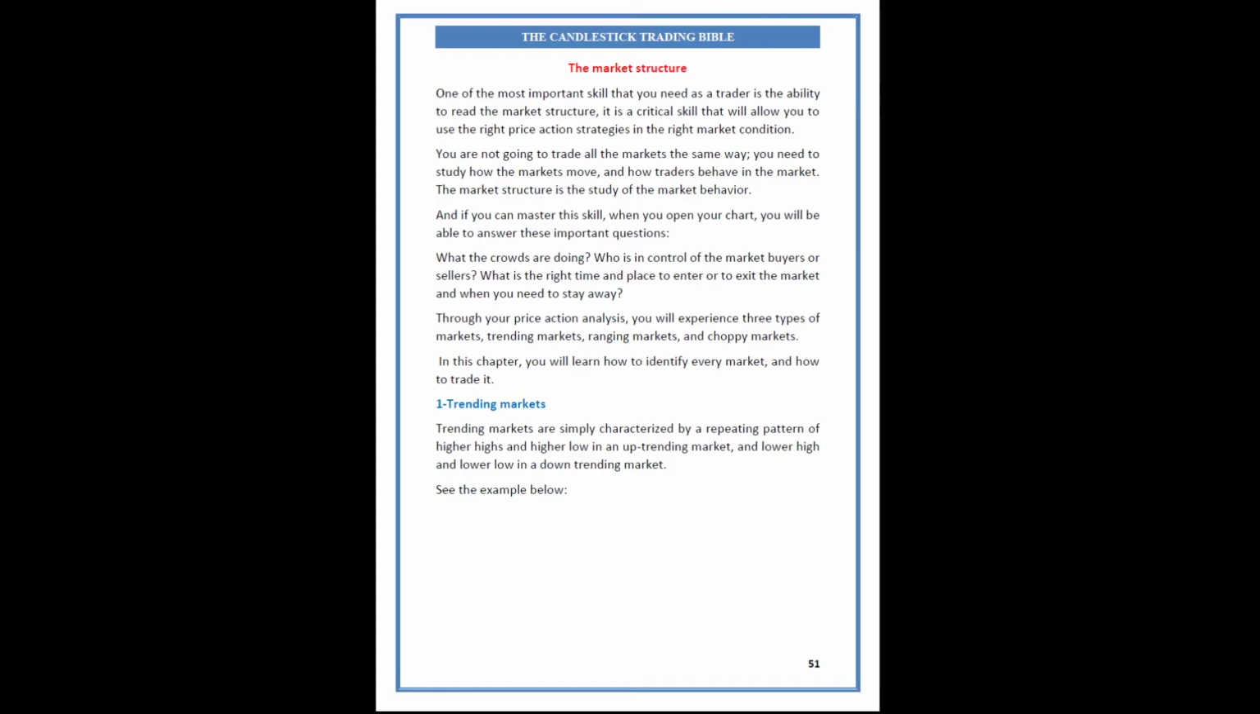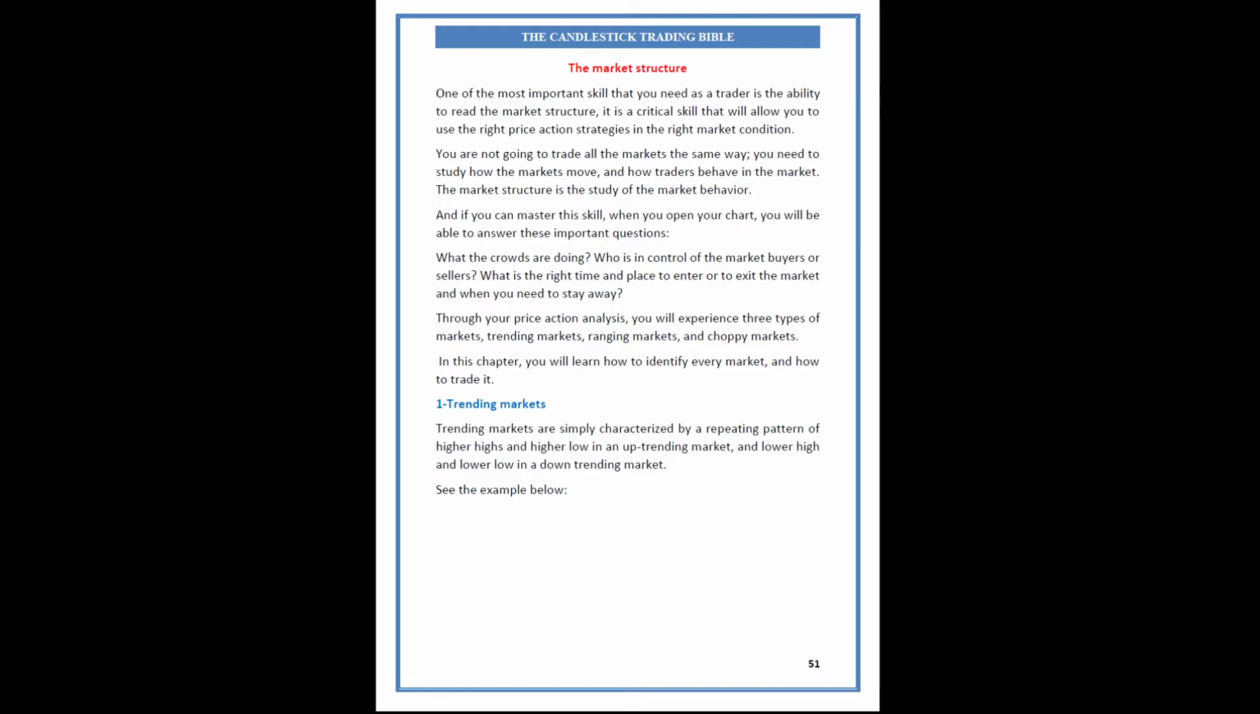Who's in control of the market, buyers or sellers? What is the right time and place to enter or exit the market, and when do you need to stay away? Through your price action analysis, you'll experience 3 types of markets: trending markets, ranging markets, and choppy markets. In this chapter, you'll learn how to identify every market and how to trade it.